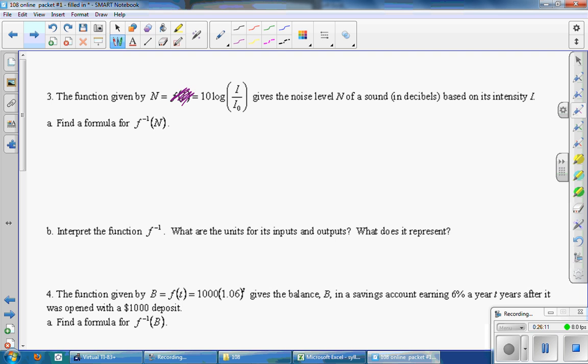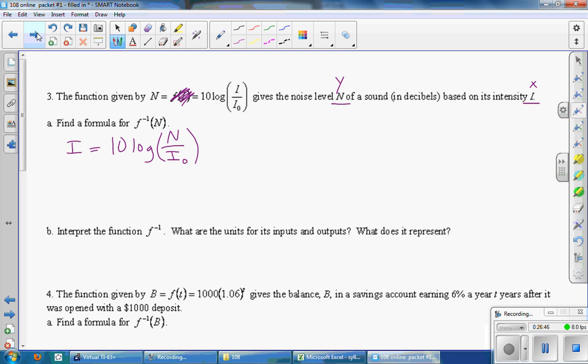I'm going to swap the variables. It used to be x and y. The variables are now n and I. This is playing the role of x. This is playing the role of y. So we swap them. So the equation becomes I equals 10 log of n over I naught. I naught is just a constant. So I swap them. Now we solve for the new y. But remember, y is being played by n in this problem. So we solve for n.